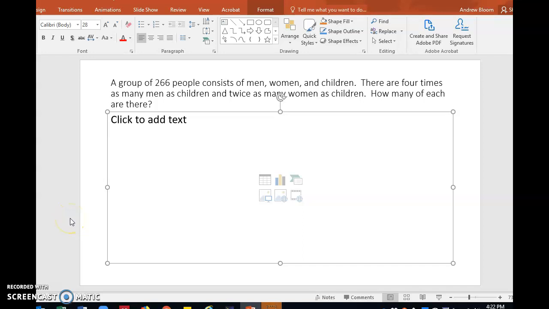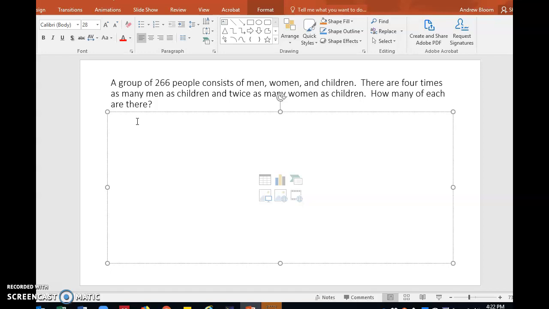This problem's a little bit different from the other problems that we've seen, but really it acts very, very similarly. And you can see how some of the concepts that we've been working on extend to problems that aren't rectangles. And we're really still continuing to look for relationships. So in this problem, where we have 266 people, we know we have men, women, and children.